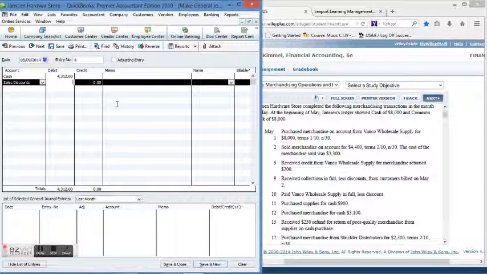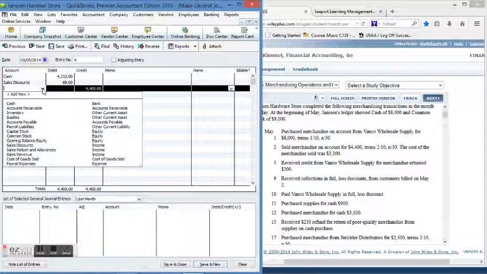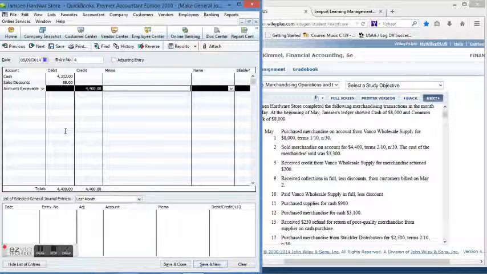Debit sales discounts. And boom, autofill does the rest for you. Just got to put in the name. It's going to be accounts receivable. And that is from customer A.